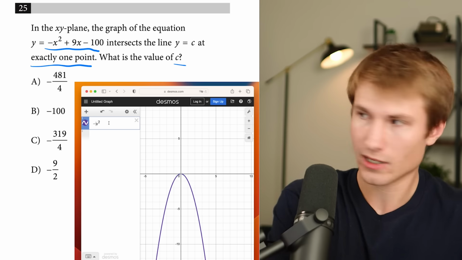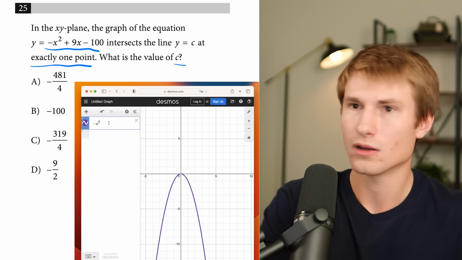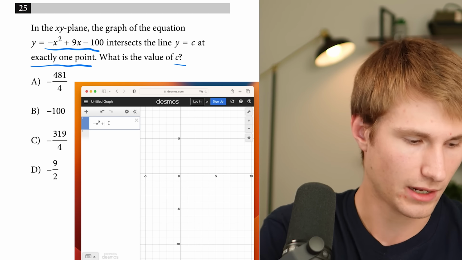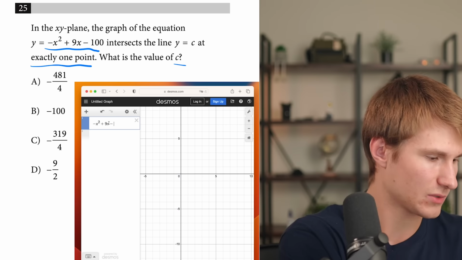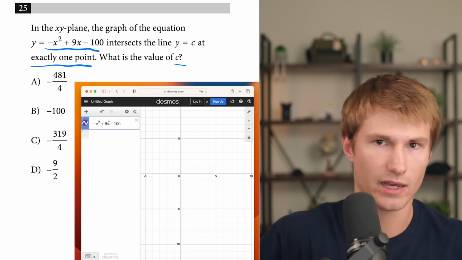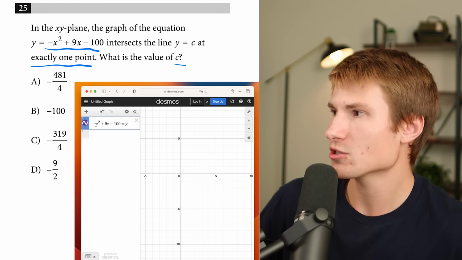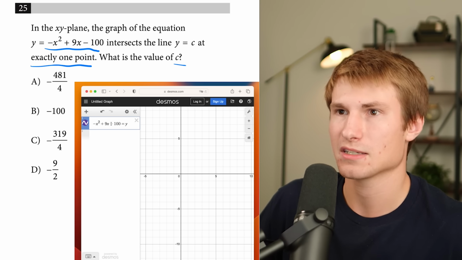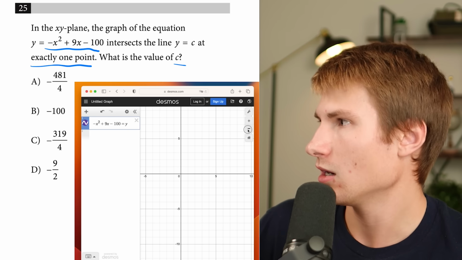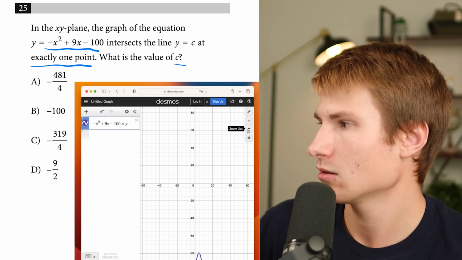Negative x squared. And then it's negative x squared plus 9x. And then minus 100. Now always make sure that we can put equals y, it's fine. But always make sure that it's typed in correctly. You don't want to accidentally make a mistake typing and not catch it. That being said, go ahead and zoom out.